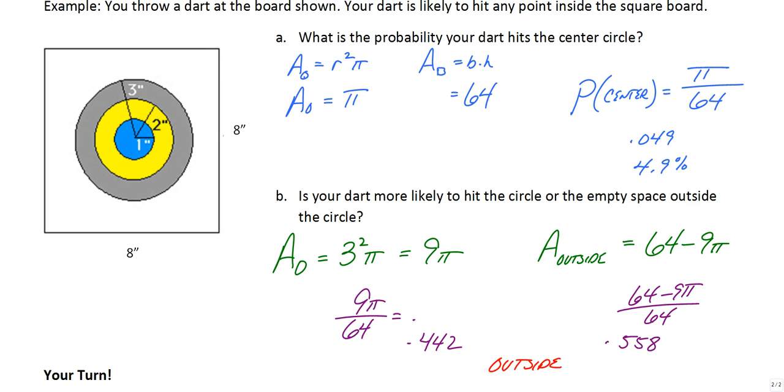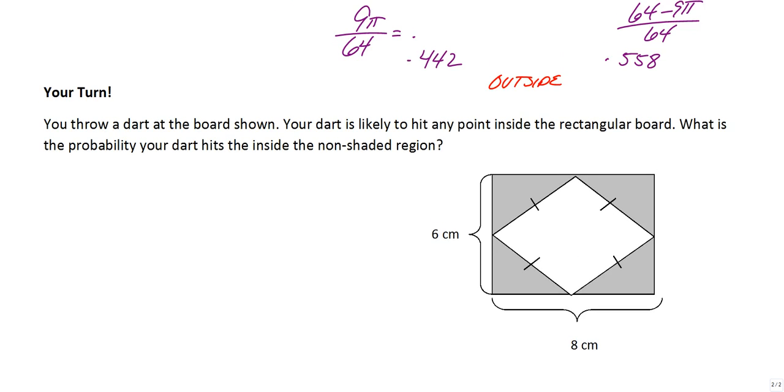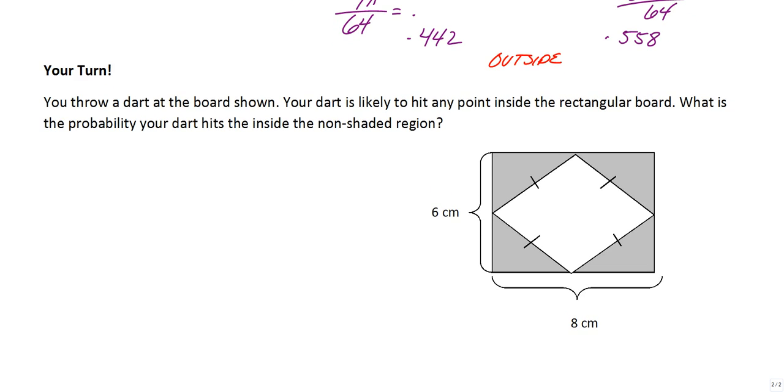So yeah, that's that on geometry. We have one more example for you. You throw a dart at this board, and your dart is likely to hit any point in the rectangle. What's the probability that your dart hits the non-shaded area? There are a couple of ways to do this. You obviously need to know how to find the area of a rectangle, and then you have a choice. You could find the area of 4 congruent triangles, or you can find the area of a rhombus. Either way you want to do it, you'll be fine. So pause the video, give it a shot. Once you're ready, come on back.